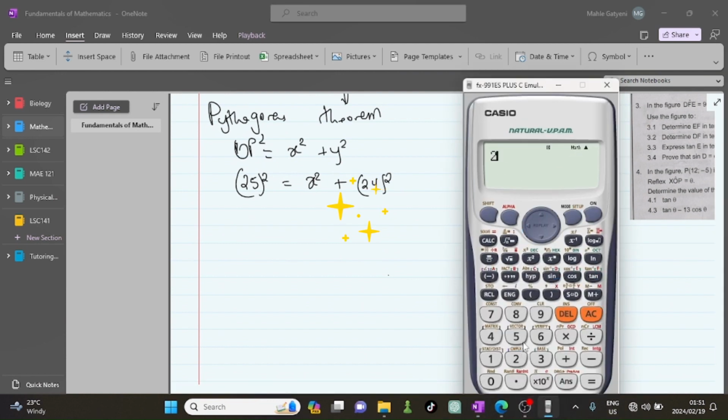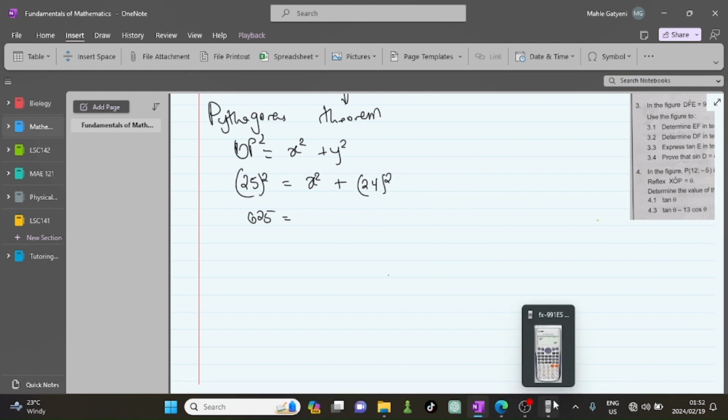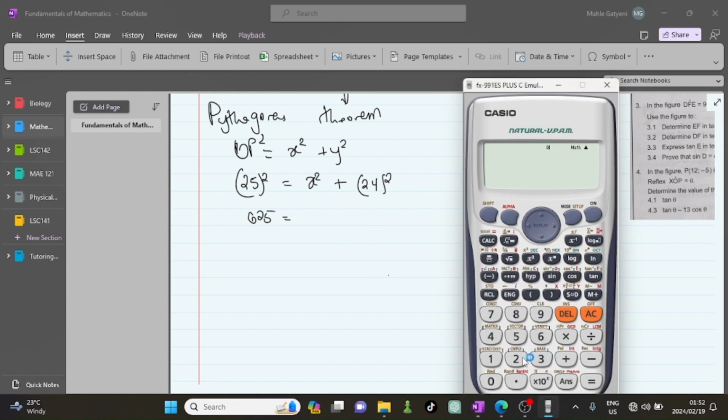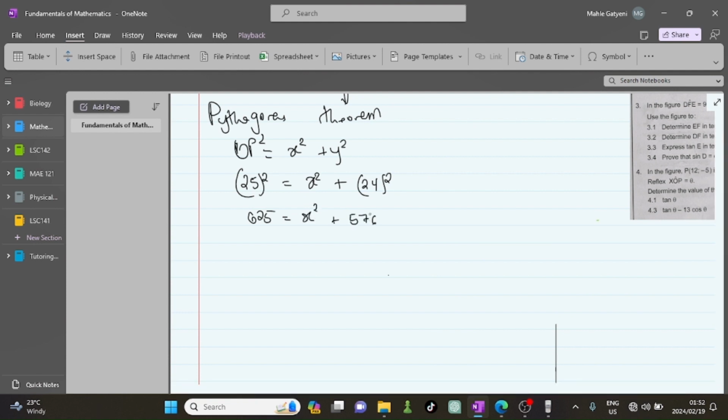So 25 squared is 625, which is equal to X squared plus 24 squared, and 24 squared is 576. Now we're going to make X the subject of the formula because you're looking for the value of X.